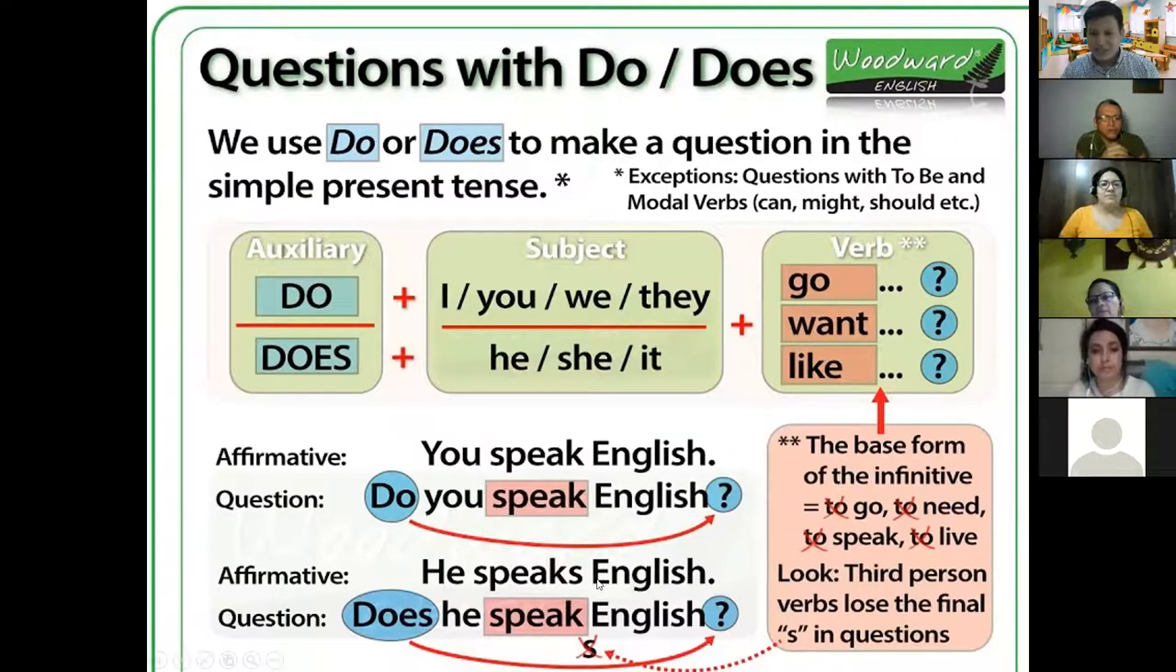He speaks English. Aquí agregamos una S. Esta es third person. That's why we are going to use does. Does he speak English? Question mark. Ya no agregamos ese porque acá omite la regla de agregar la S. Yeah, the auxiliary. Very good.